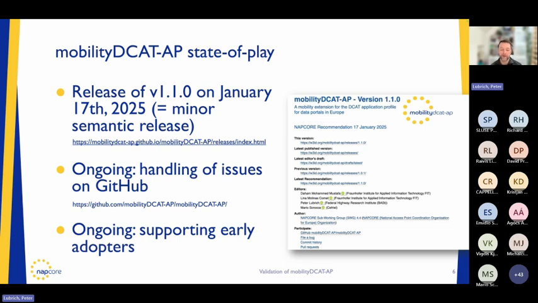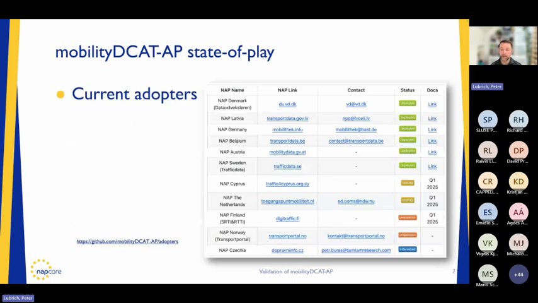And of course, because it's a very new specification, we try to support early adopters, specifically national access points who are deploying mobilityDCAT-AP. Talking about early adopters, there are already many of those. We have a list of adopters, which you also find on our GitHub. So at the end of today, we have six NAPs who have deployed mobilityDCAT-AP, which from my side is a very successful story. And there are some other NAPs on the way to deployment. So it's reaching out across the continent.